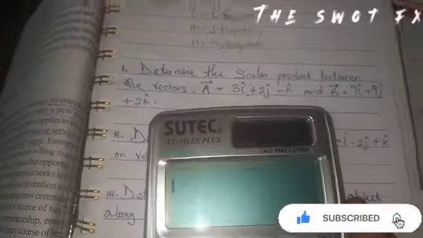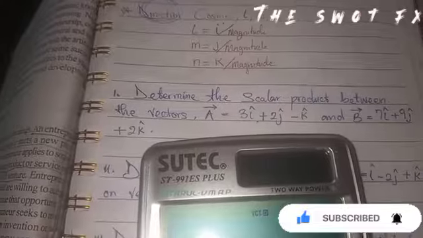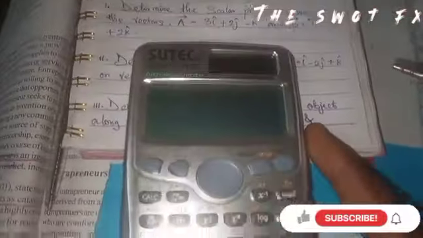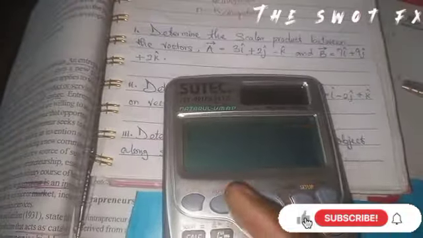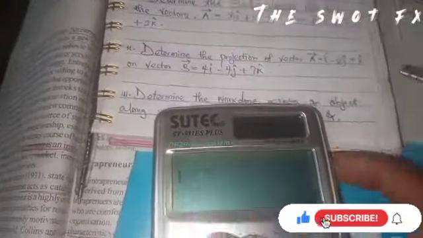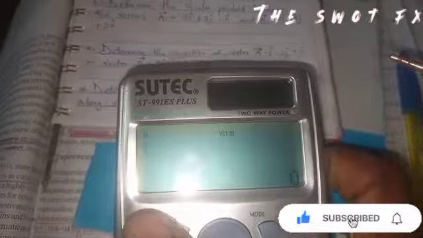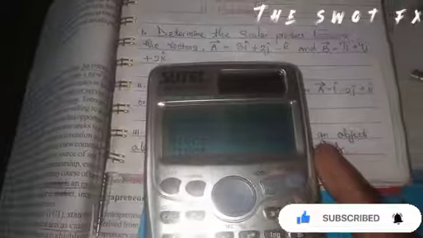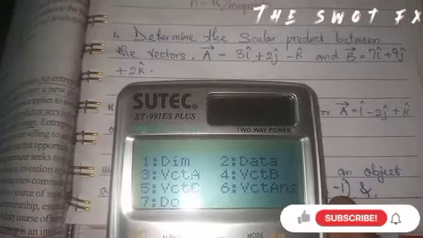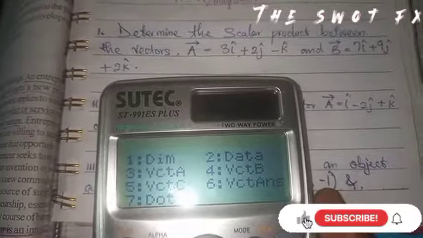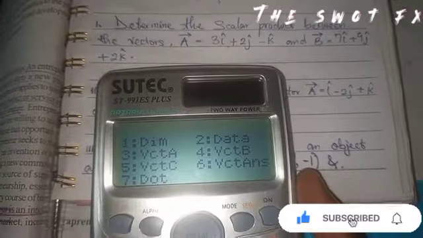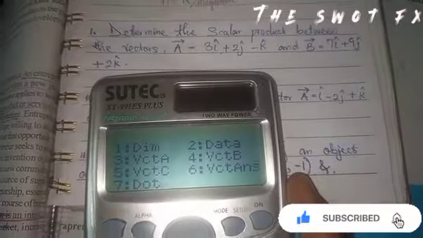Now the question says determine the scalar products between the vectors. So what you need to do now is press shift 5. Let's get it. This is what you press now. What we are meant to do is to determine the scalar product between the vectors, which is a dot b, vector a dot vector b.